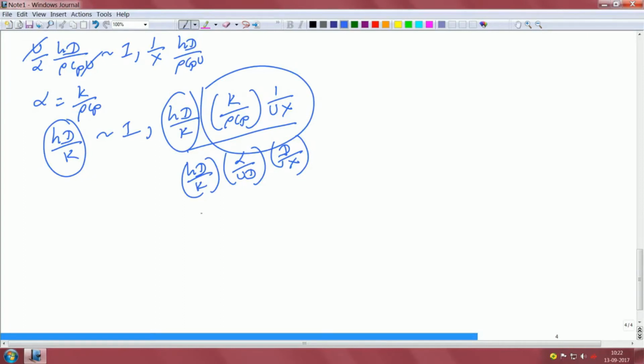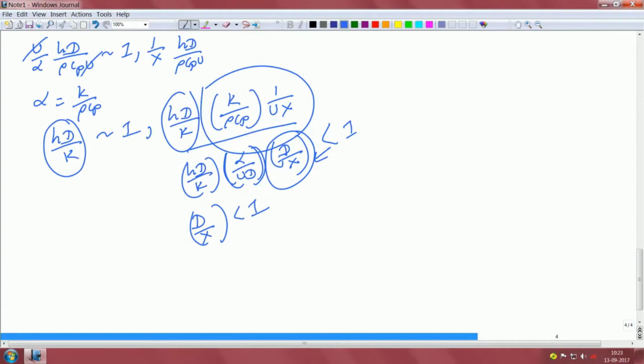Now, we already know that d by x is a number which is less than 1, because x is the length scale. So, x would be normally more than d. We are talking about pipes like that. So, this term will be less than 1, we know that, this particular term, the one which I have circled. Now, what about this term? We do not know anything about the nature of this term, like alpha by u d. The nature of alpha by u d is unknown.